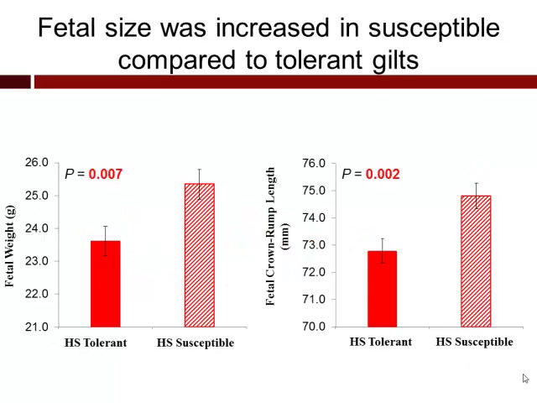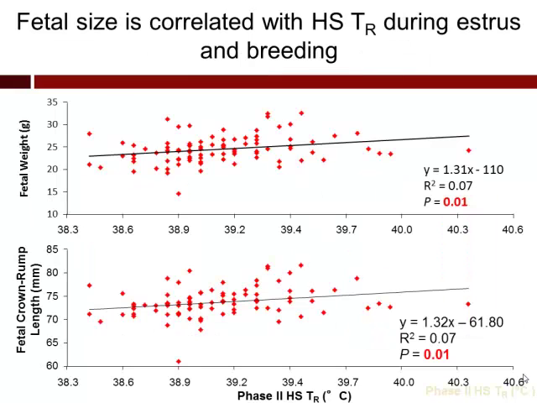Where we did see a difference, and I don't really understand the biology of this quite yet, I have some ideas of why this happened, but nothing to confirm it, is that those gilts that had the higher rectal temperature at breeding had slightly heavier fetuses and also had a slightly longer crown rump length. So there's a little bit more of a developmental advantage in those gilts, or in those fetuses that were in gilts that were hotter during the wean to estrus period. So this is just kind of the same data showing the correlation there, that the fetal size was correlated with the heat stress rectal temperature response during estrus and breeding.